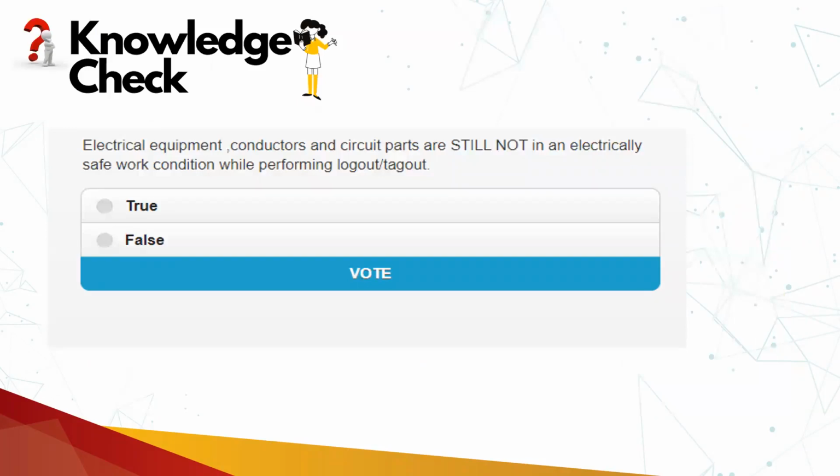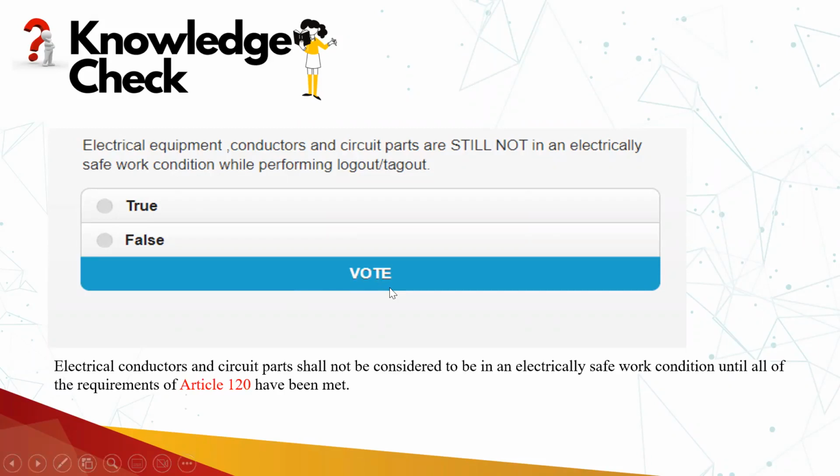Right. Equipment knowledge. Electrical equipment, conductor, and circuit part are still not in an electrically safe work condition while performing the lockout and tagout. Yes, it's true. Moving to the next one.